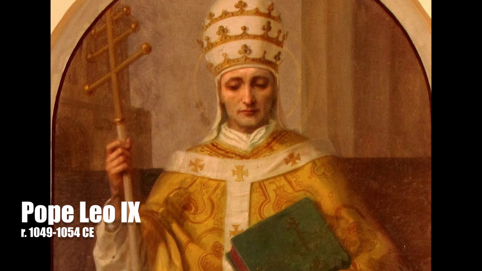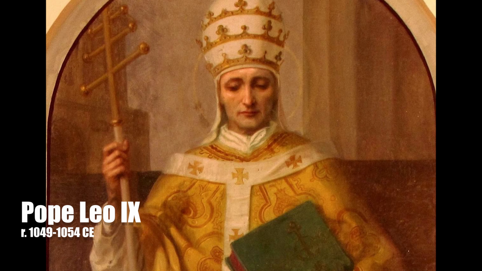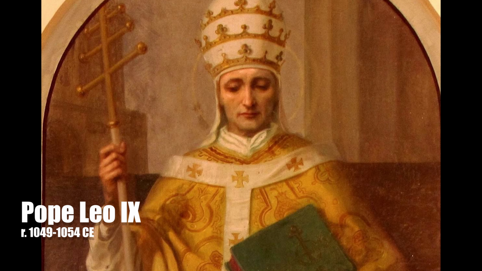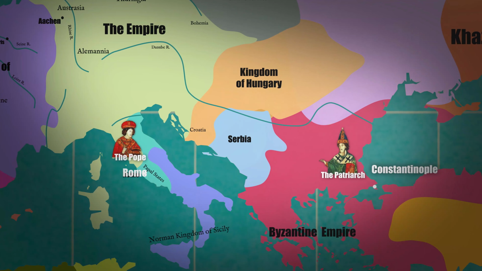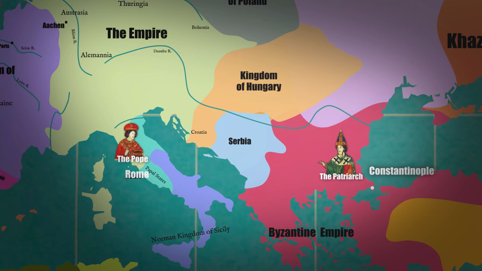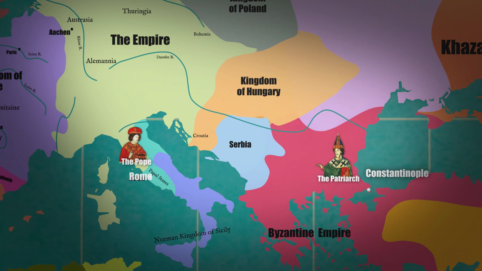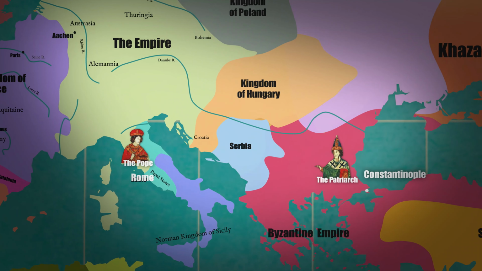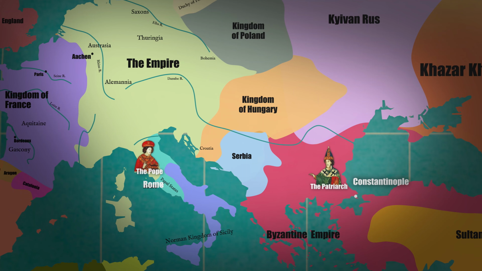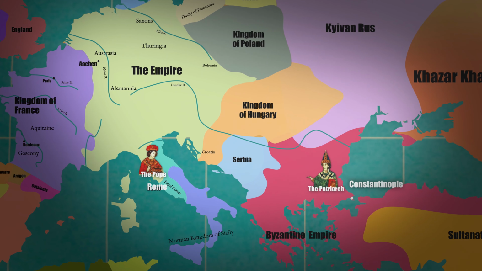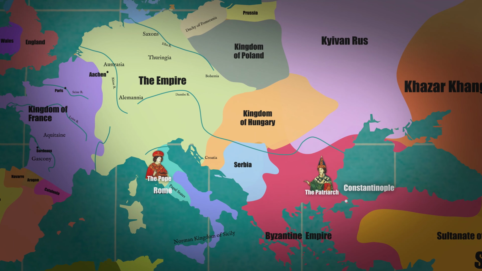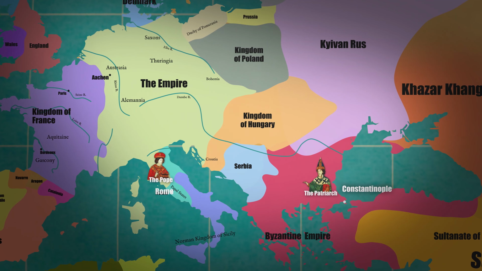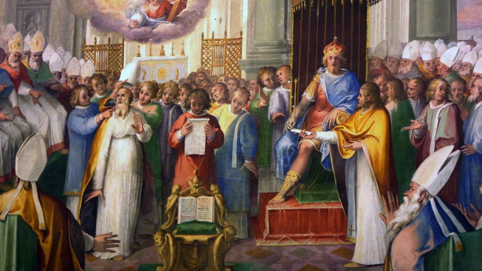However, one of the best examples of Leo's steps to establish the Pope as a powerful leader was in his dealings with the Byzantine Empire. The two halves of the Christian church, headed by their respective leaders, the Pope in Rome and the Patriarch in Constantinople, had been drifting slowly apart for centuries. Yet the fiction that there was just one Christian church had continued. The tensions between the two sides reached the boiling point in 1054 CE.